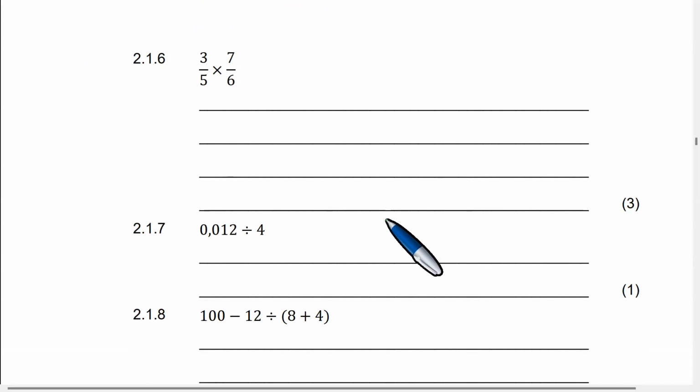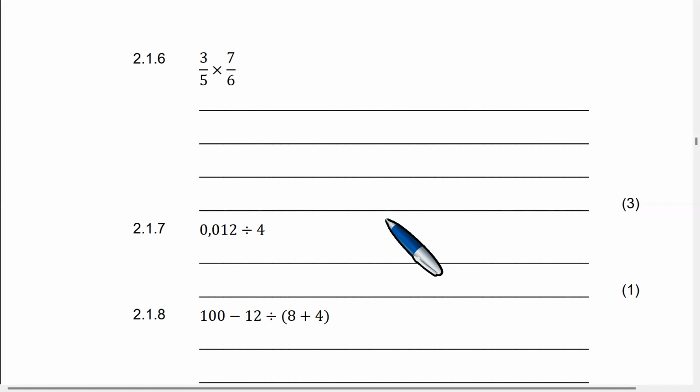Next, 2.1.6. What's the answer? 3 over 5 times 7 over 6. What's the answer? Three times 6. I'm trying to train you so that you can be good in math. You get the point? This is training. So is it 18 over 35?